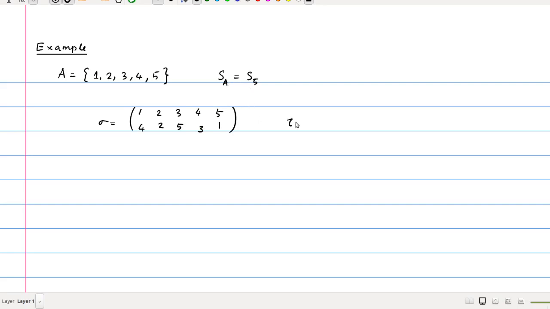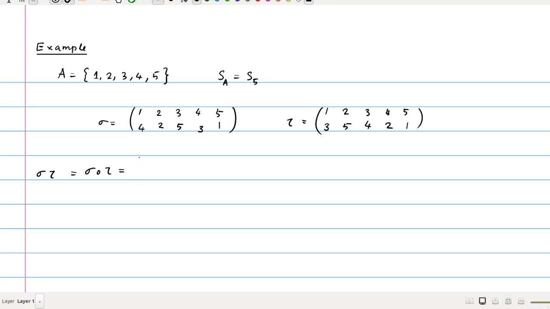Similarly, we define another element tau. 1, 2, 3, 4, 5 are the elements from the domain, and the images are 3, 5, 4, 2, 1. If we consider these two elements, how will you operate on them? What is sigma composition tau? For convenience, we write sigma composition tau as sigma tau. So this is nothing but sigma composition tau. Then how will you evaluate it?